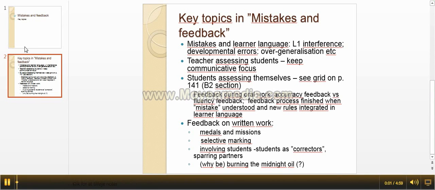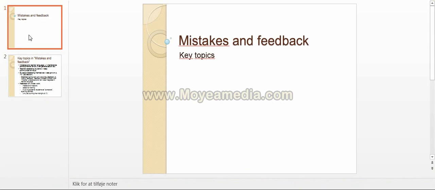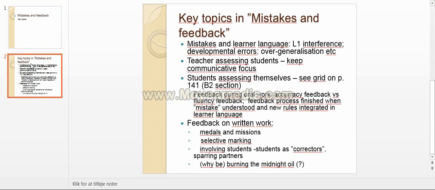Right, we're going to talk a little bit about mistakes and feedback. These will just be the key topics presented in Jeremy Harmer's chapter in The Practice of English Language Teaching. Here we go. Key topics in mistakes and feedback.